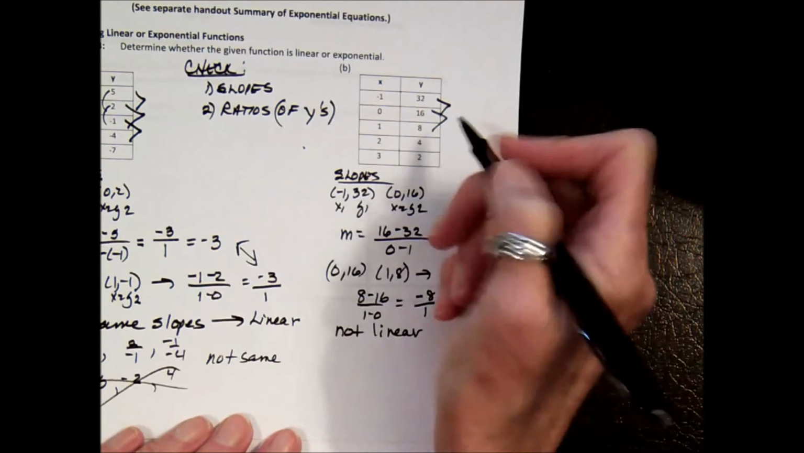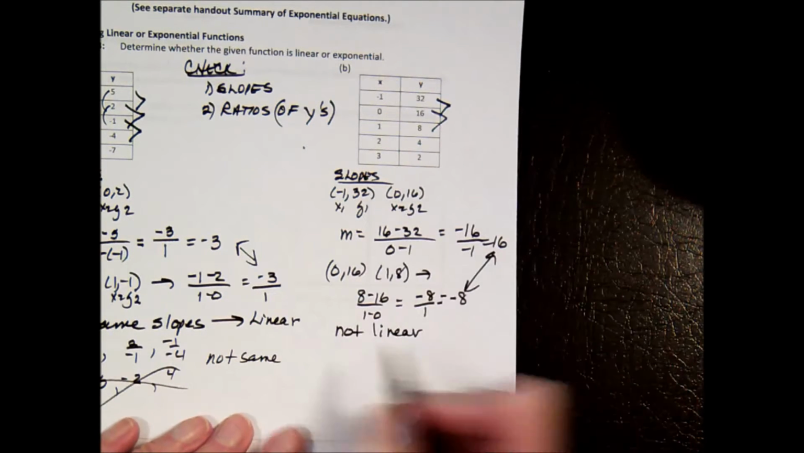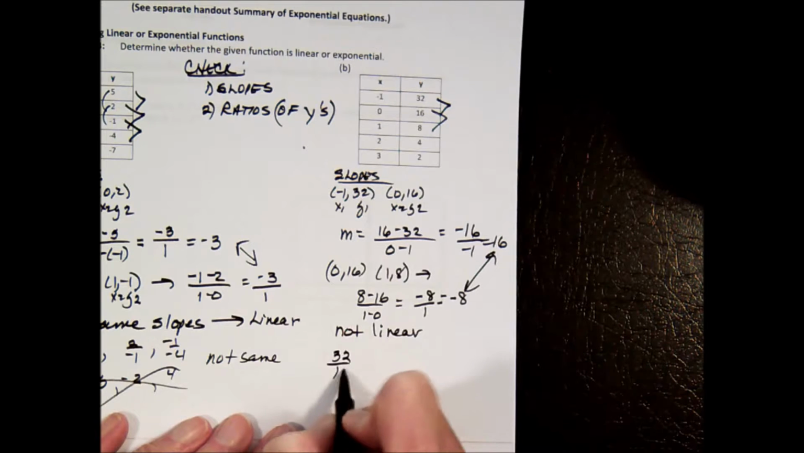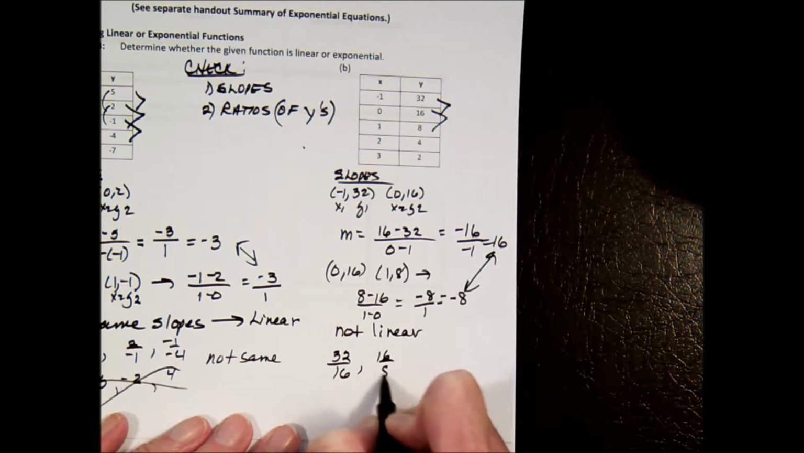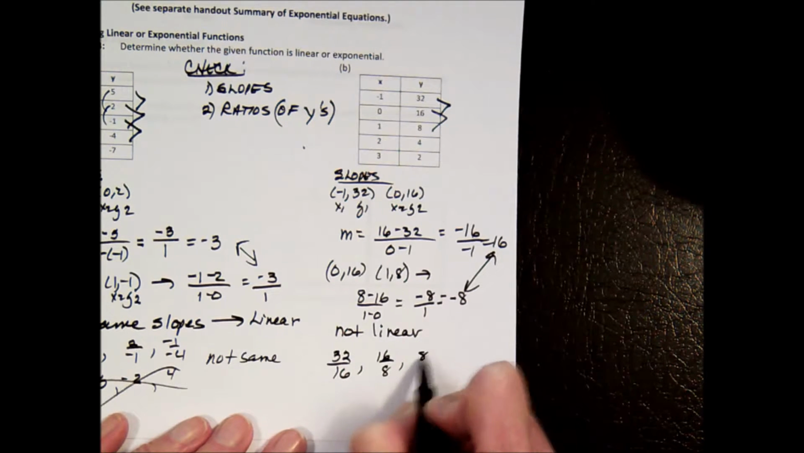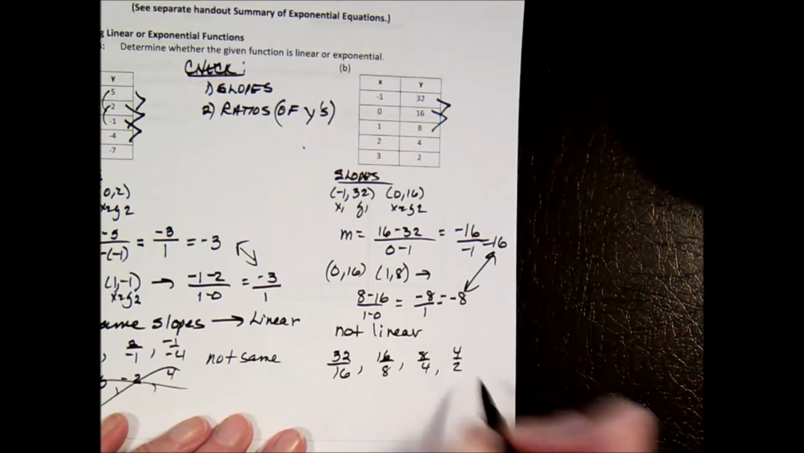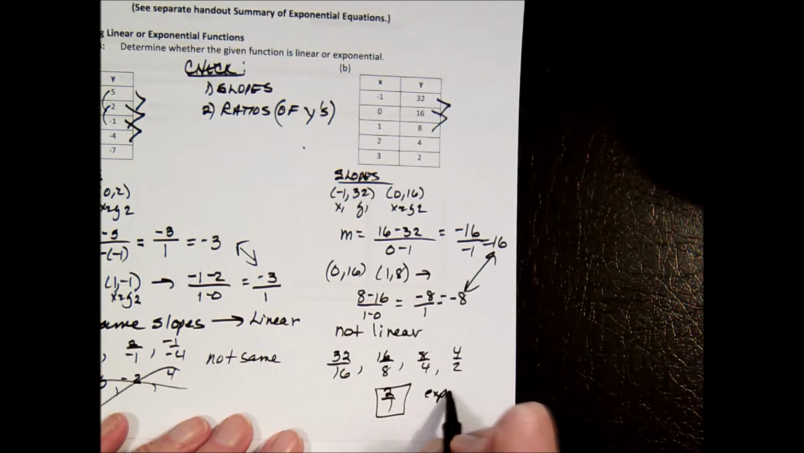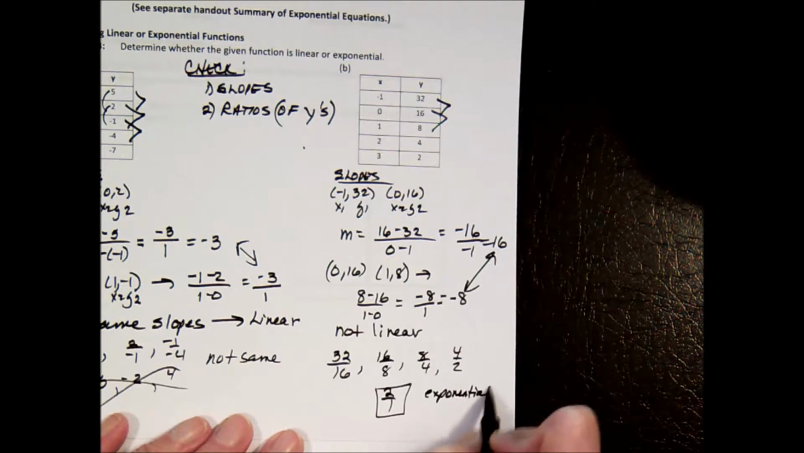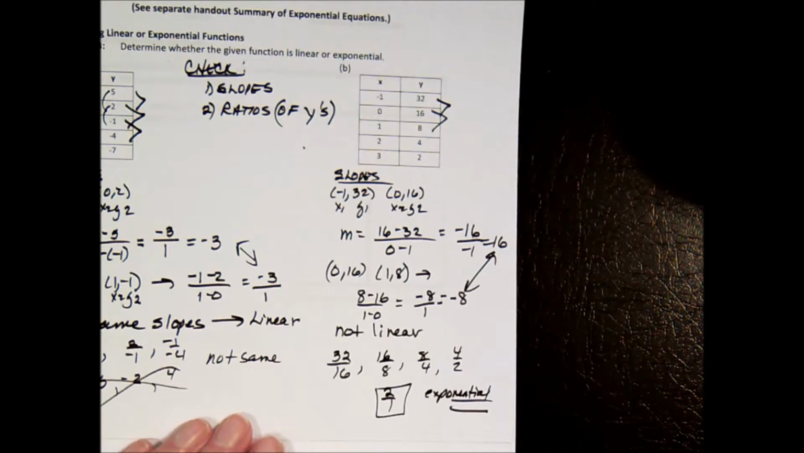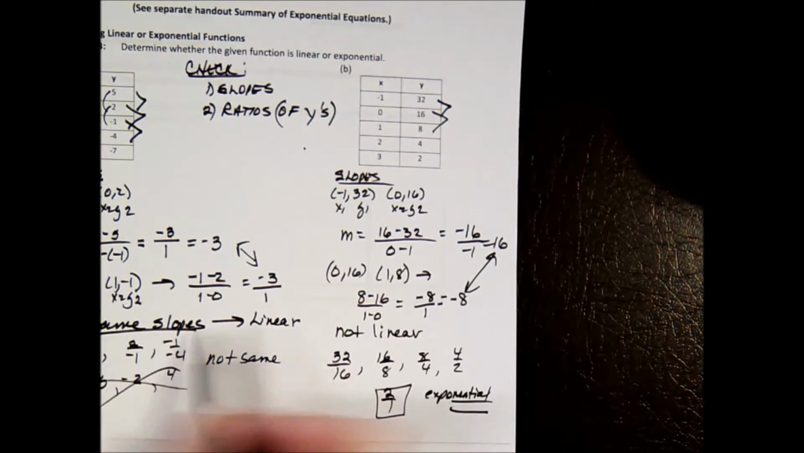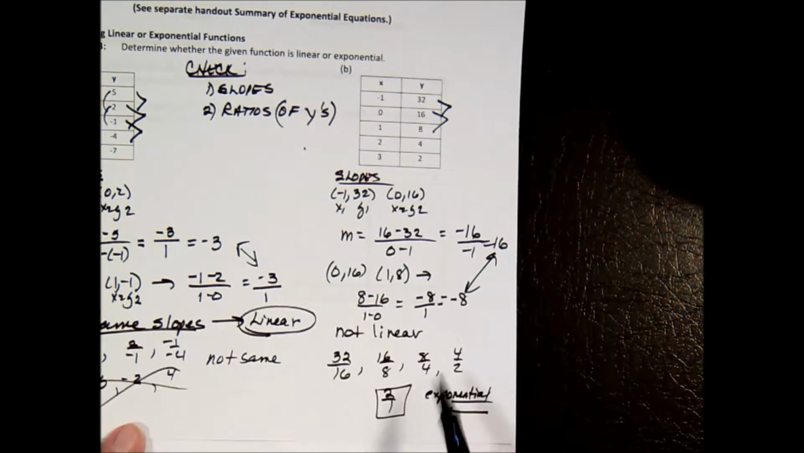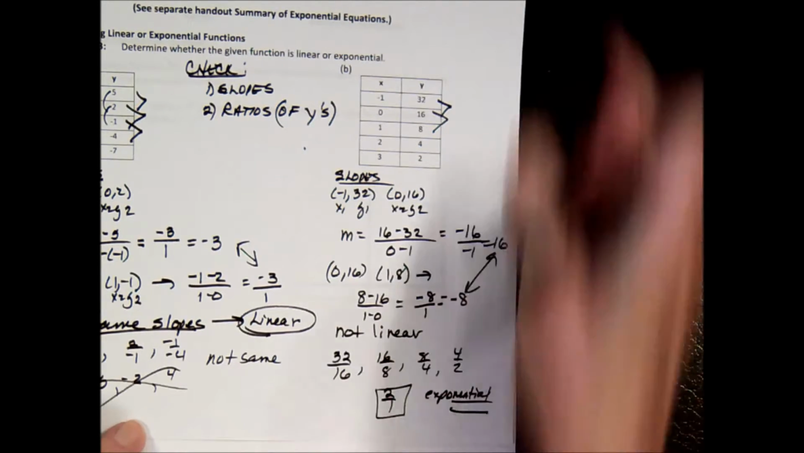So how can we show whether it's exponential if the ratios of the y's are the same? So is 32 to 16 the same as 16 to 8, the same as 8 to 4, the same as 4 to 2? It is. The ratios here are all 2 to 1. That tells me when the ratios of the y's are the same, it's exponential. So when they have the same slopes, it is linear. When they have the same ratios, it is exponential.